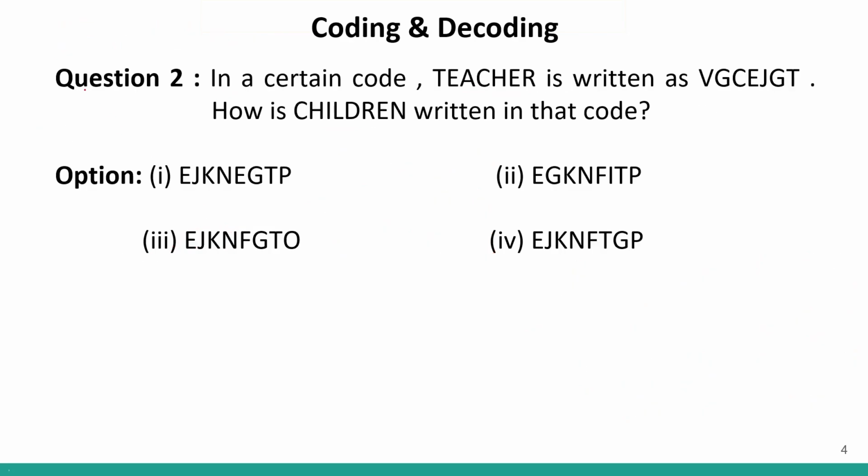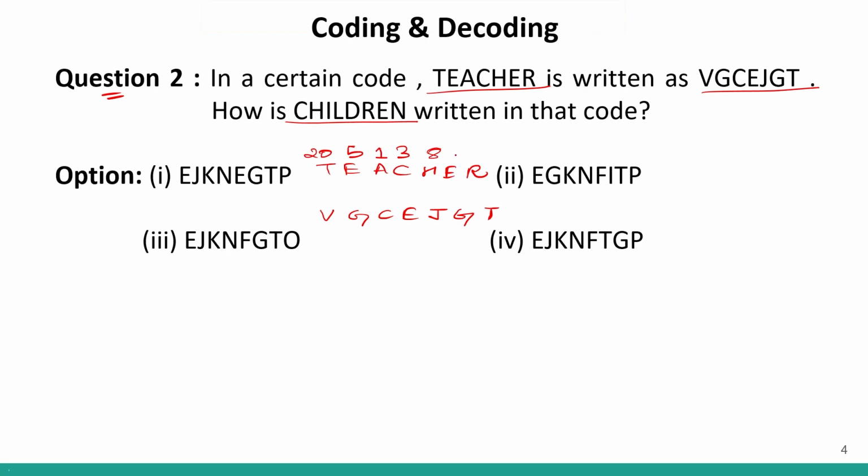Clear? Moving on to question number 2. In a certain code, teacher is written like this. We have to find the code for children. So again, we will write teacher over here, and below this, I will write the code, which is VGCEJGT. So giving them forward ranks, T is 20, E is 5, A is 1, C is 3, H is 8, E is 5, and R is 18.